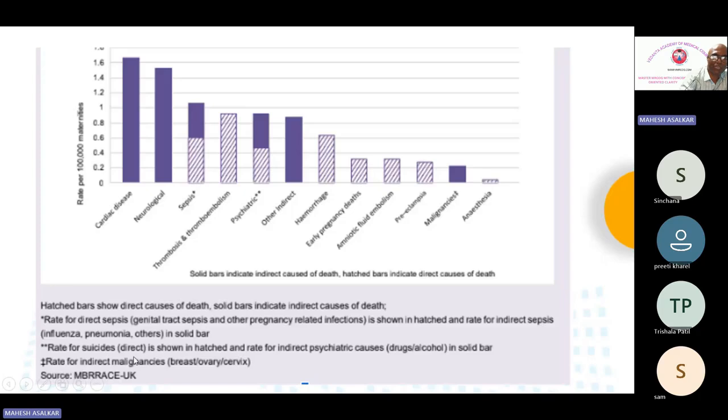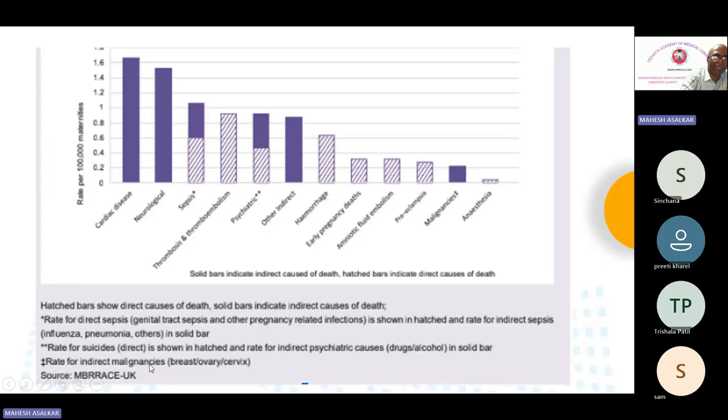Then the rate for suicides is shown as direct. Can you see suicide here? This must be because it comes under psychiatric. In the initial second or third slide, we spoke about psychiatric causes, and there it was mentioned as indirect, but not all psychiatric conditions will be indirect. The rate for suicide is the direct one shown in the hatch, and the rate for indirect psychiatric causes is drugs and alcohol. So these are the suicide, and these are the drugs and the alcohol.